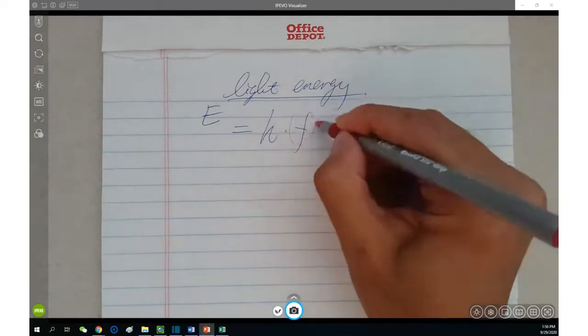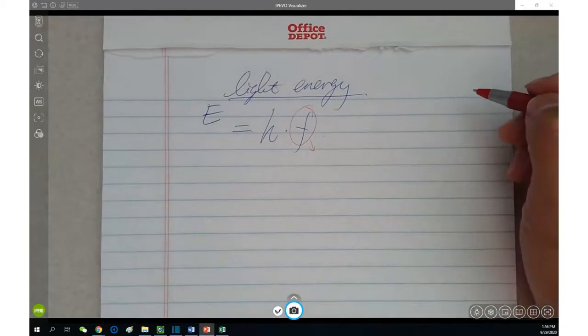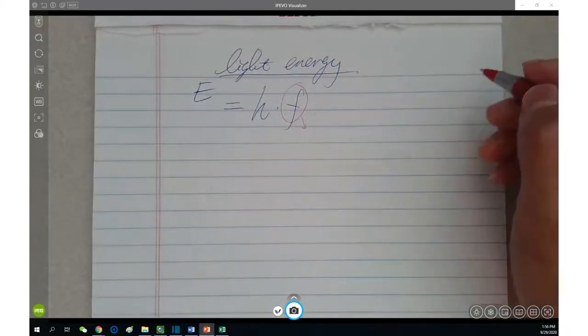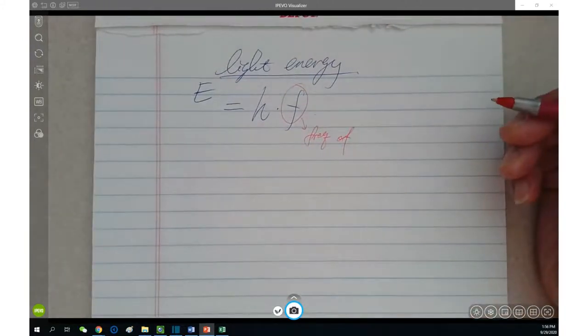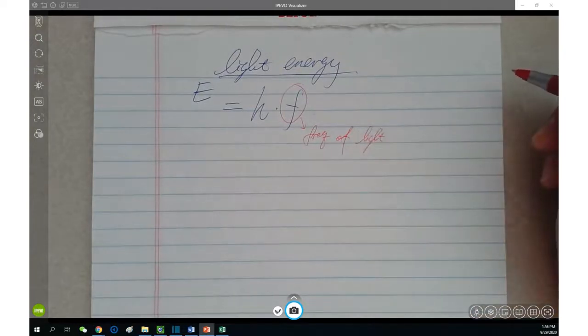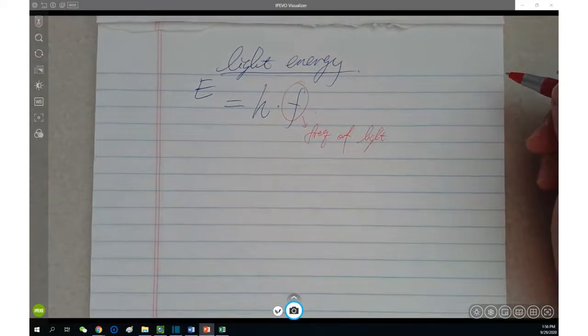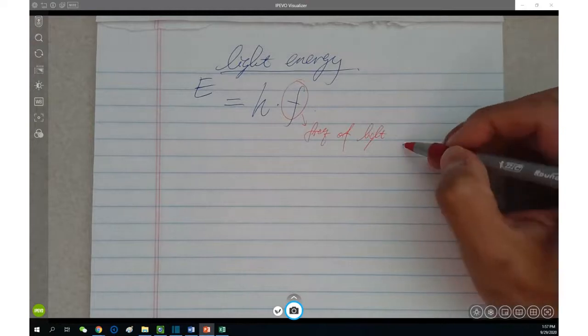So first of all, let's guess the easier one. What is f? Frequency. Very good. Frequency of what? The light. Does light have a frequency? It does. What is the nature of light? Wave, right?